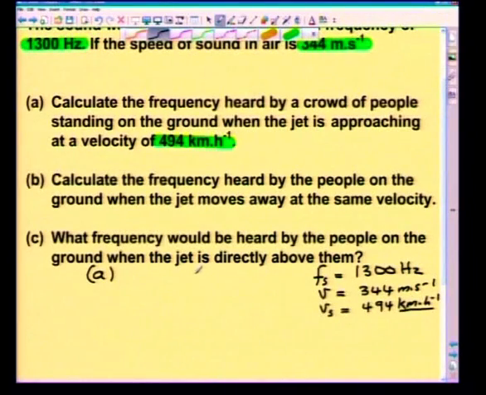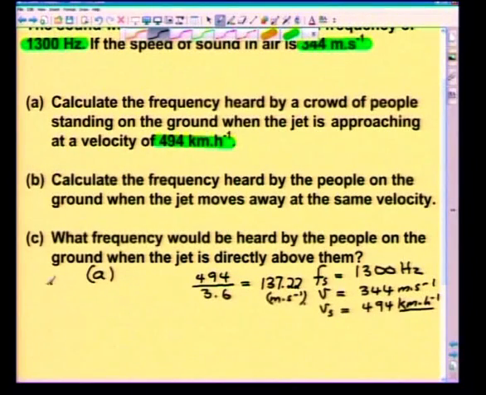So the speed of the jet in meters per second will be 494 divided by 3.6. And that gives us 137.22 meters per second. So that is the unit there. Now, you can work it out using your calculator quickly, and that is the value that you're going to get. So we know now what the velocity of the jet is in meters per second. So we can calculate or find the solution to question number A.